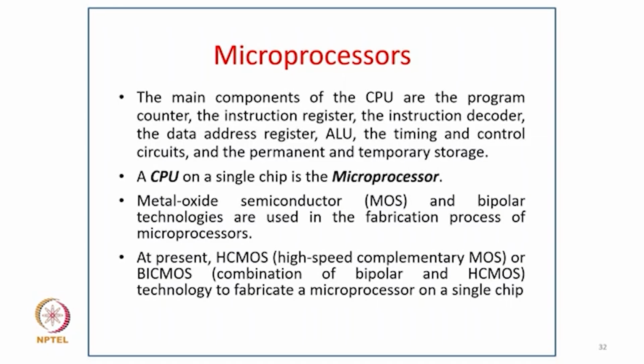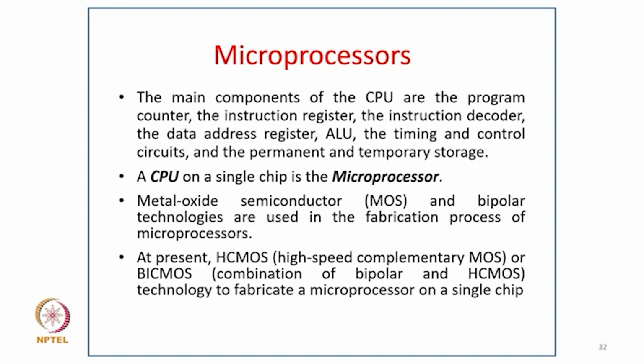Starting from the microprocessors which were initially used, the main components of the central processing unit are the program counter, the instruction register and the instruction decoder, the data address, arithmetic logic unit, the timing and control circuit, and the permanent and temporary storage. A central processing unit on a single chip is called a microprocessor, and metal oxide semiconductor MOS and bipolar technology are used in the fabrication process of microprocessors.